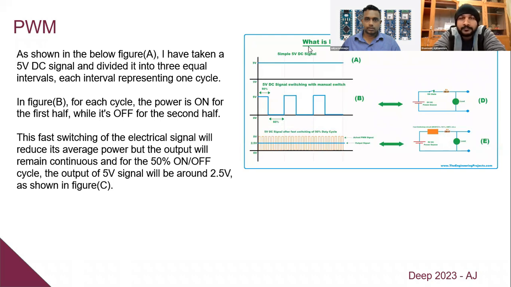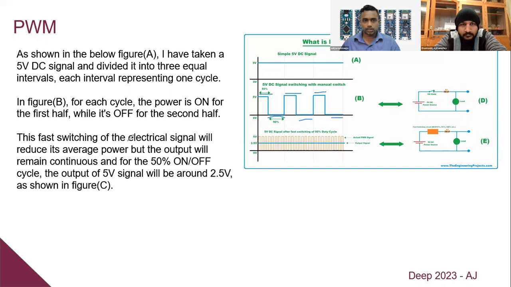So if you can see the picture here in figure A, we're going to talk about figure A. We have taken a 5-volt DC signal and divided it into 3 equal intervals. Each interval represents one cycle. In figure B, for each cycle, the power is on for the first half, while it's off for the second half. Here on then off, on then off, on off, like so.